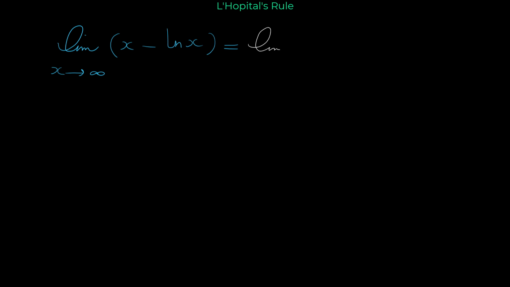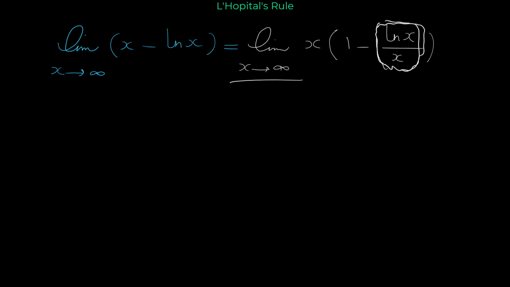If you factor x from these two terms, then we have the limit of x times 1 minus ln of x over x. Now by factoring x, we have the fraction ln of x over x. Now attention to this. We want to find the limit of only this part of the expression when x approaches infinity. 1 is 1, we don't need to find that. Limit of 1 is 1.